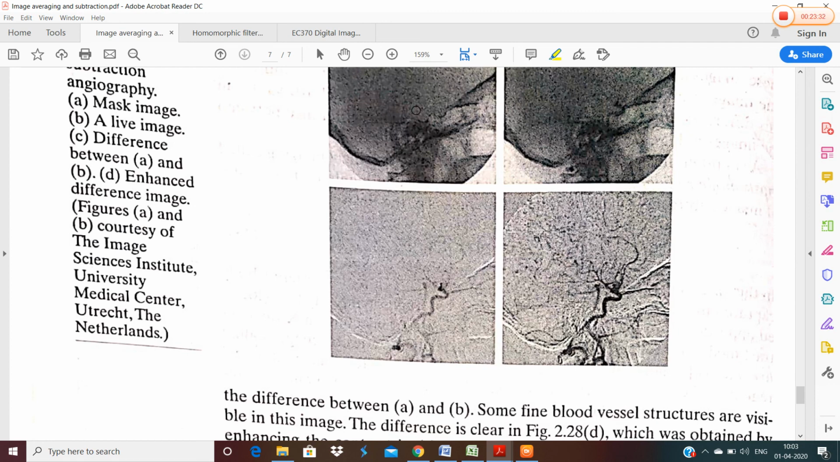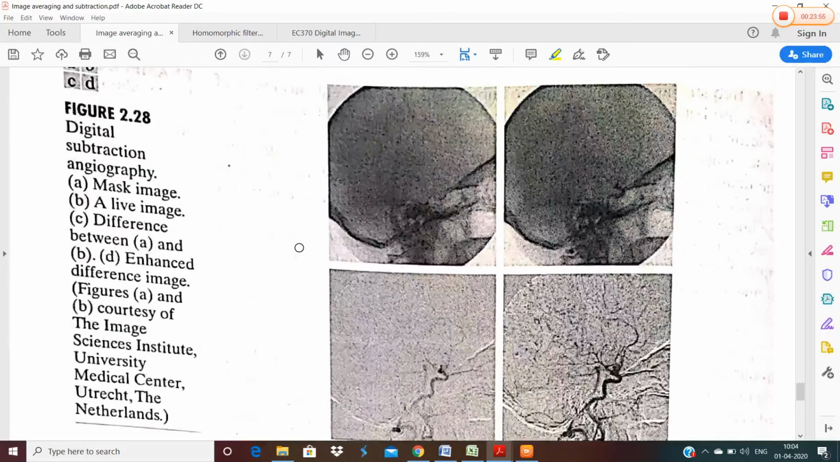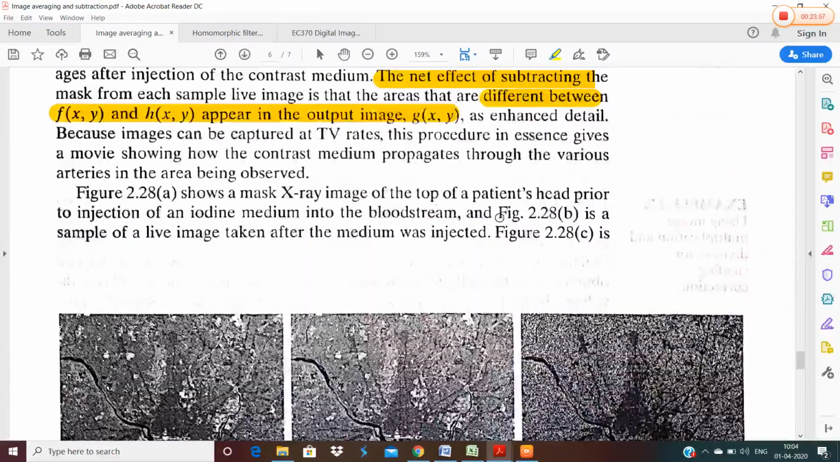Here there is no medium, here there is medium. When you subtract with and without medium, if this is a live recording, you can see how this injected medium travels through your blood vessels. This is normally used in angiograms in order to find blocks and so on. So that is the application of image subtraction. So that's all about the discussion of image averaging and subtraction.